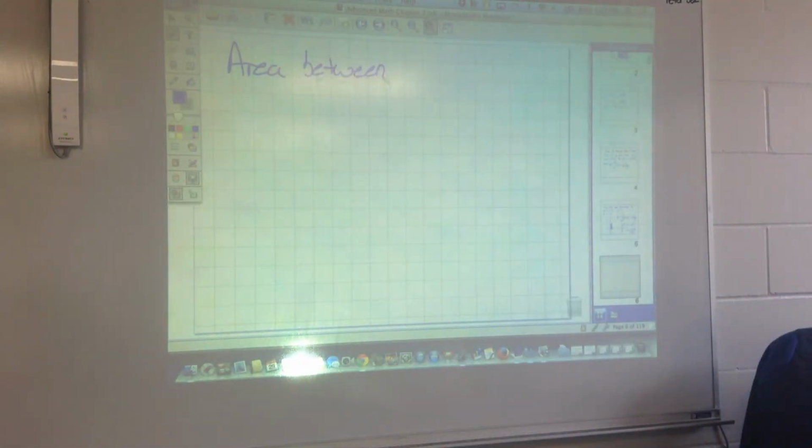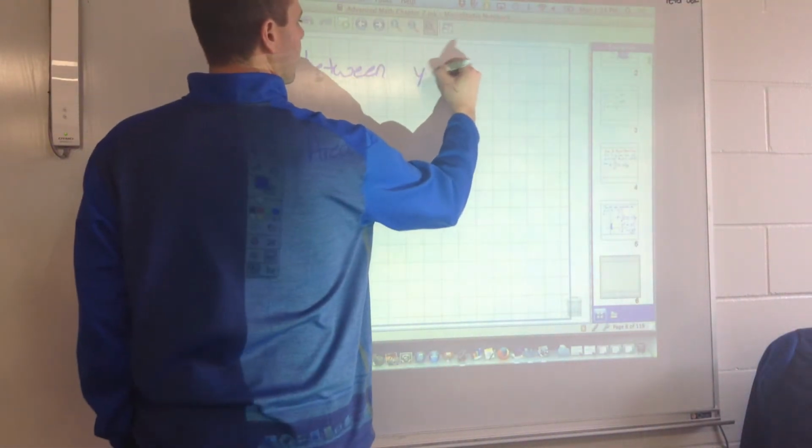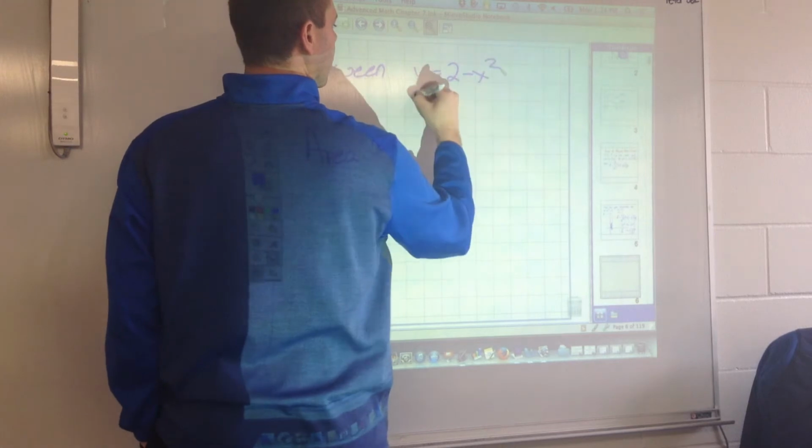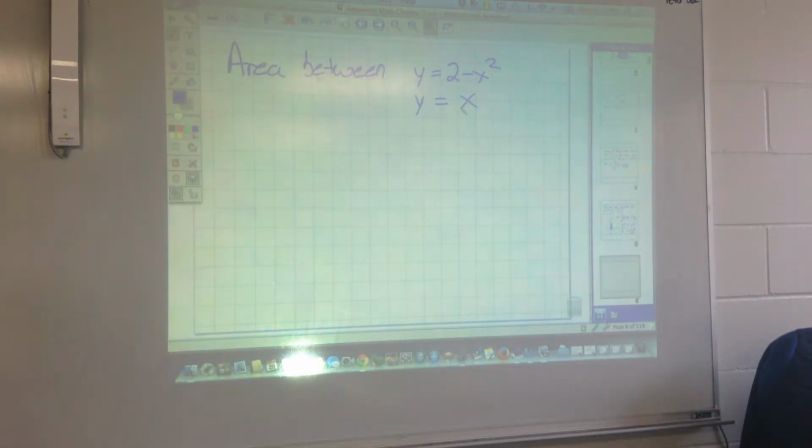Let's find the area between y equals 2 minus x squared and y equals x. So that would be an inverted parabola, right? Or upside down? Oh, no, we gotta find those limits. A little bit of additional previous work that we gotta do before we can do it.